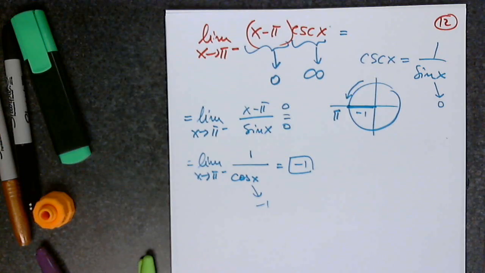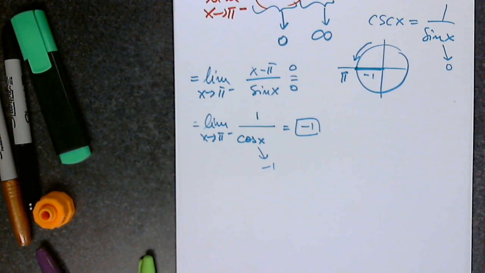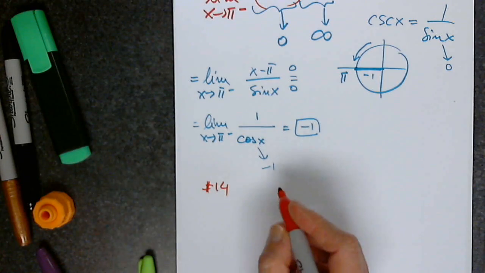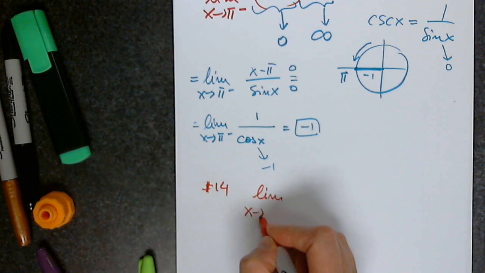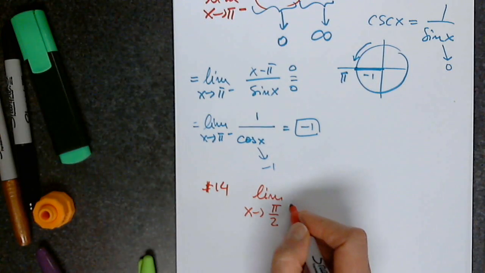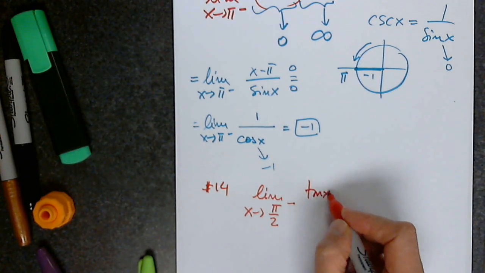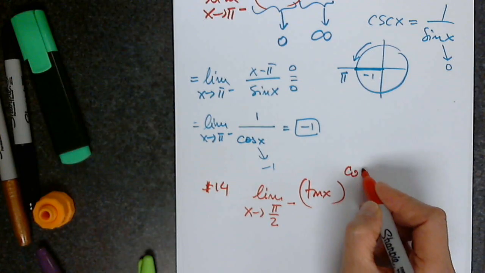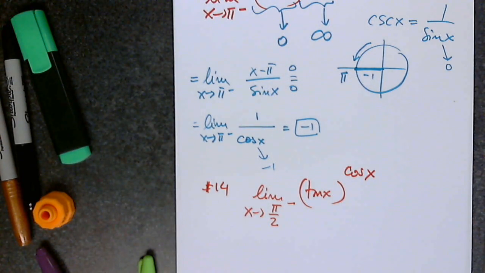We have time for another limit. Please choose. Let's do 14. Did you have something else in mind? Not 14. 14. So we have the limit as x approaches pi over 2 from the left of tangent x raised to cosine x. We're asked to find this limit. What will I have to do first?